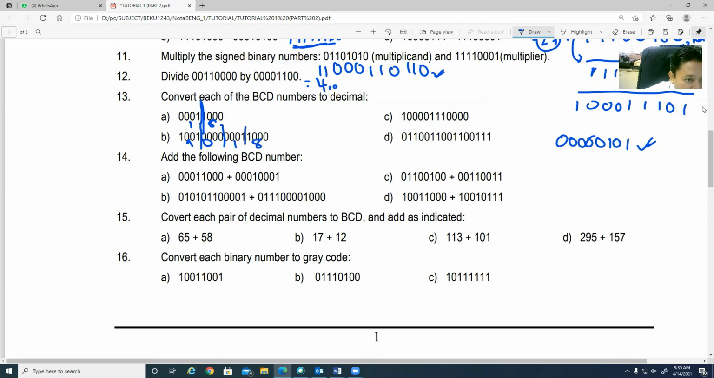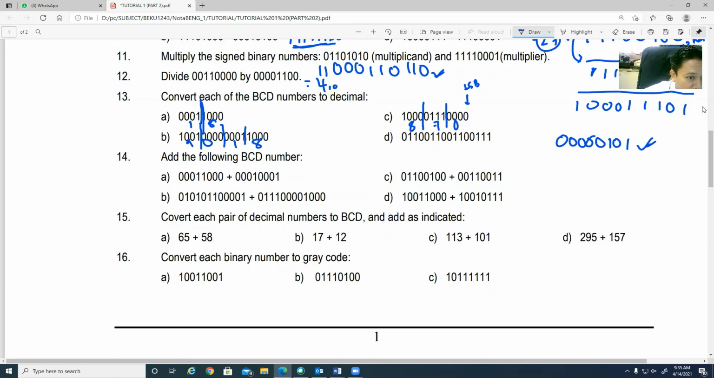And then this one, 1, 2, 3, 4. Make sure you divide from the least significant bit. Okay, 1, 2, 3, 4. This one is 0, this one will be 7, and this one will be 8. Okay, so that's the answer.